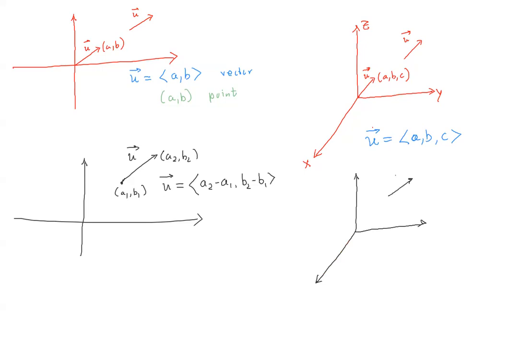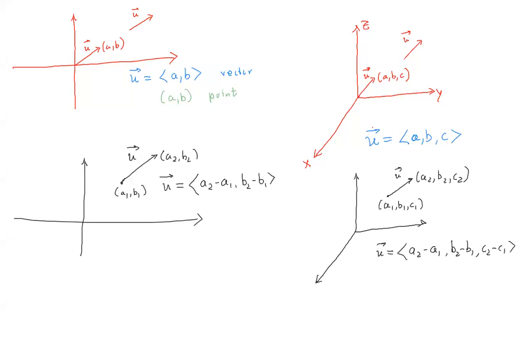So you have a vector u, and then you have the point of origin of that vector, A1, B1, C1, and its terminal point, A2, B2, C2. How do you find the coordinates of u? You subtract the coordinates of the point of origin from those of the terminal point. So A2 minus A1, B2 minus B1, and C2 minus C1.